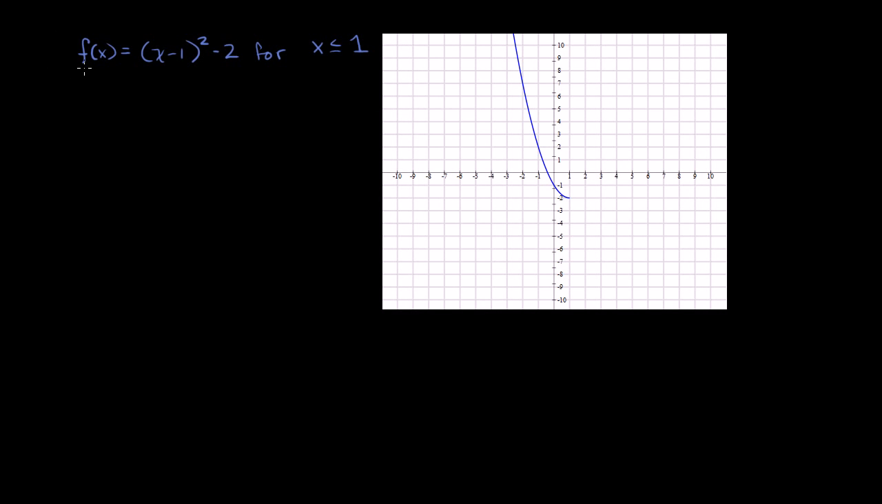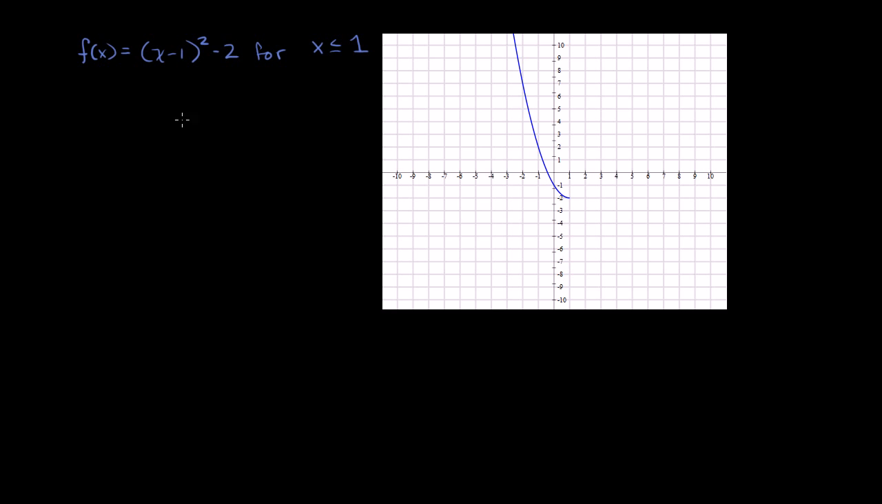We have the function f of x is equal to (x minus 1) squared minus 2. And they've constrained the domain to x being less than or equal to 1. So we have the left half of a parabola right here. And they constrained it so that it's not a full U parabola. And I'll let you think about why that would make finding the inverse difficult. But let's try to find the inverse here.